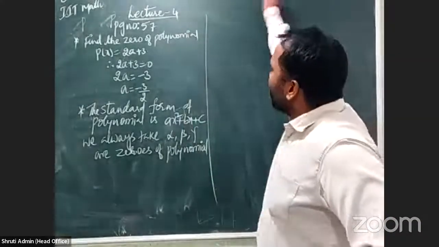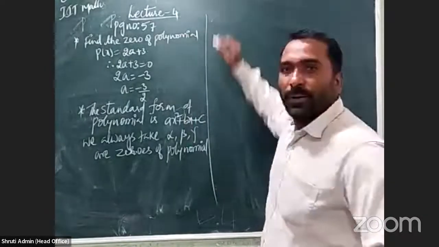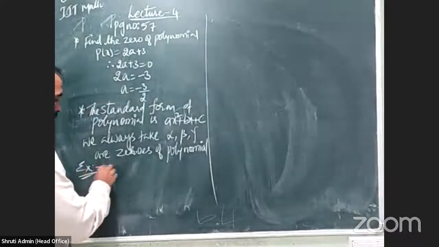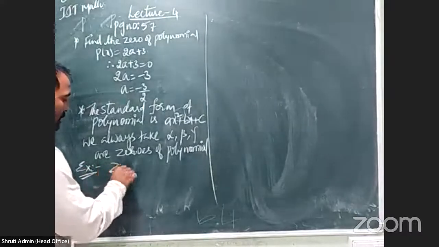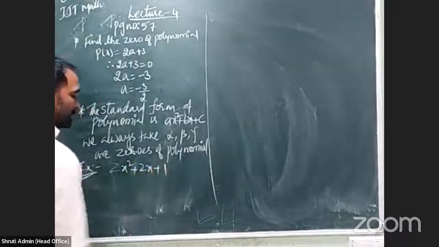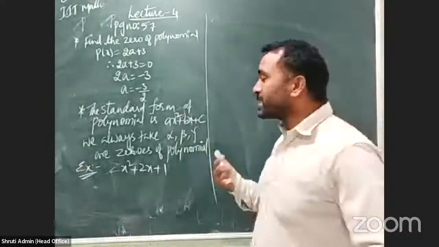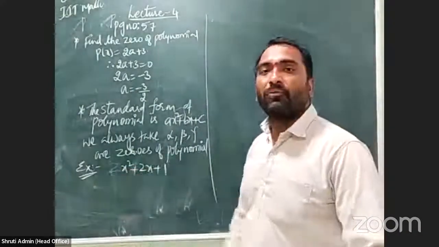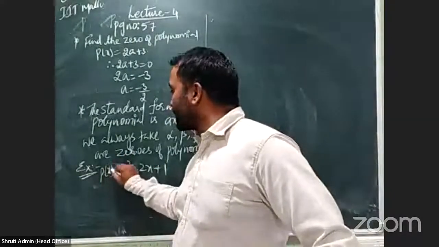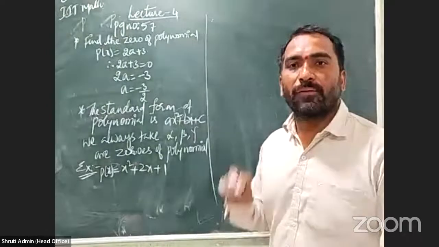Suppose, sir, what are actually the roots of the given polynomial? See, I'll take one example. Suppose the polynomial x square plus 2x plus 1 is there. You understand the concept. Suppose p of x is equal to x square plus 2x plus 1. We have to find the zeros of the polynomial.